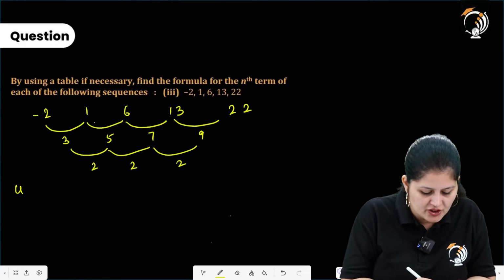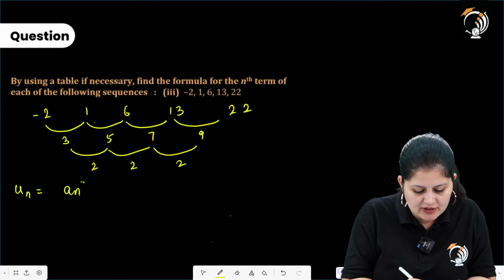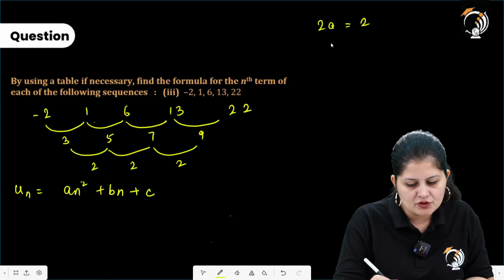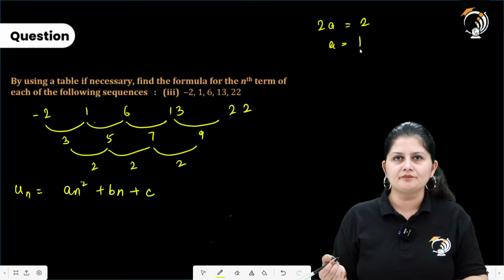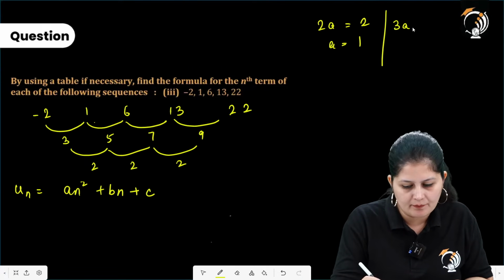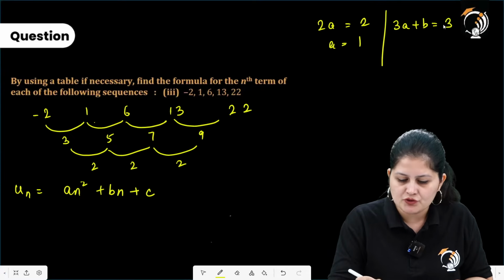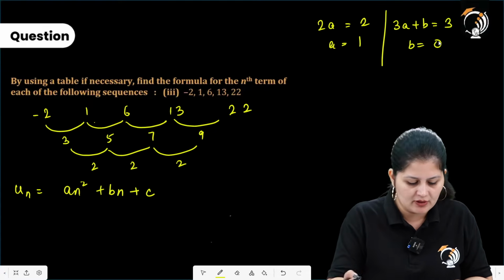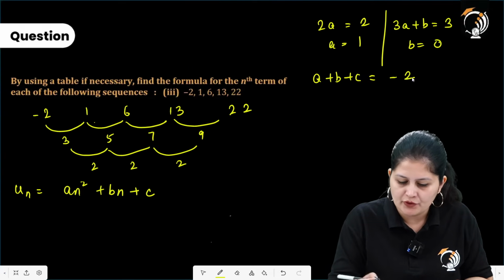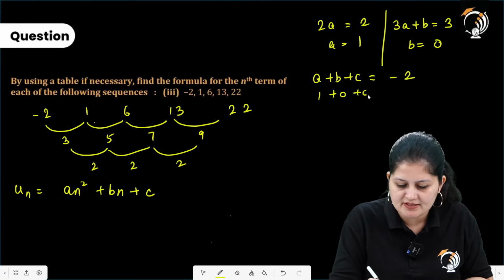So if we talk about the general formula, that is going to be an square plus bn plus c. Correct. So we know that 2a would be equal to 2. So we will be getting a is equal to 1 here. Now further we know that 3a plus b would be equal to 3. So again we are going to get b is equal to 0. And a plus b plus c is equal to minus 2. So that is going to be 1 plus 0 plus c is equal to minus 2. So we will be getting the value of c is equal to minus 3.